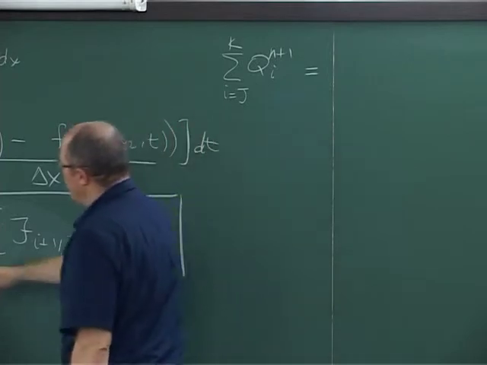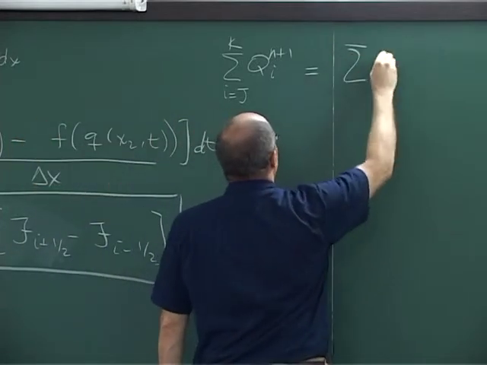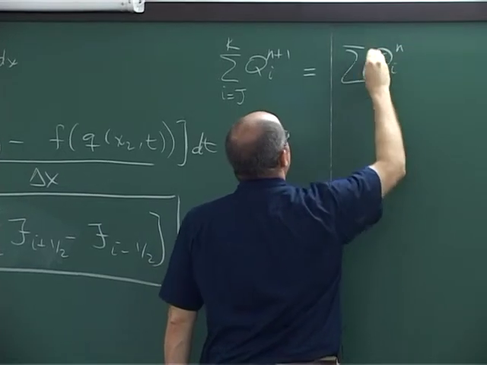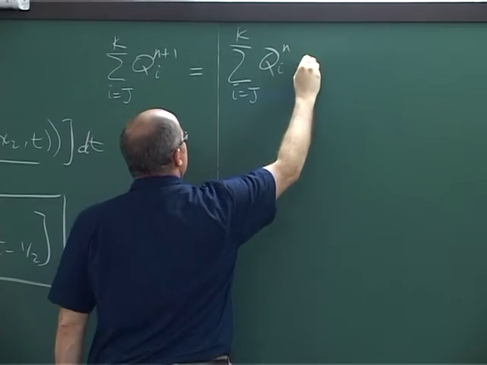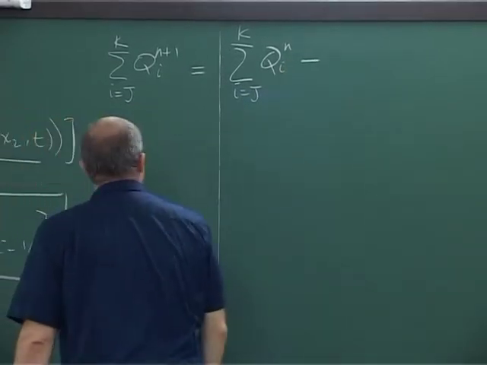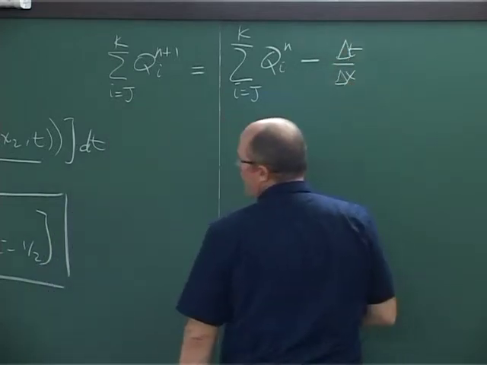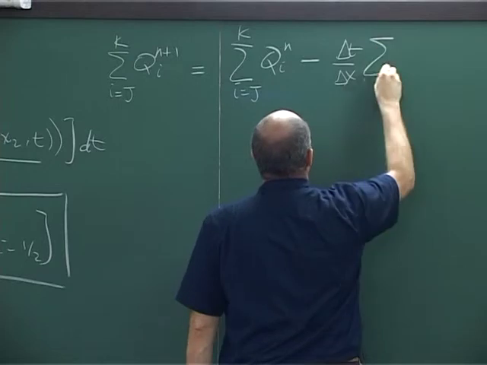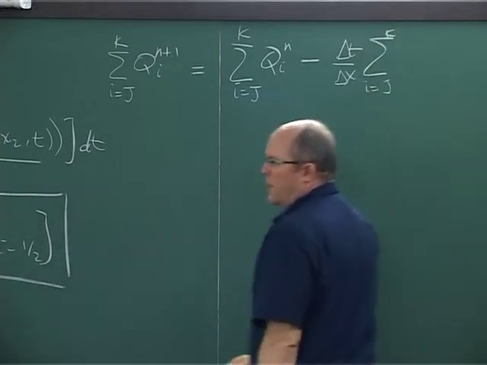That would be equal to, if I just sum this equation here, the same sum at the previous time. And then I have to figure out what this guy does. I've got a delta t, a delta x, and I'm going to sum in the same manner from j to k. And I'm going to add all these guys up.